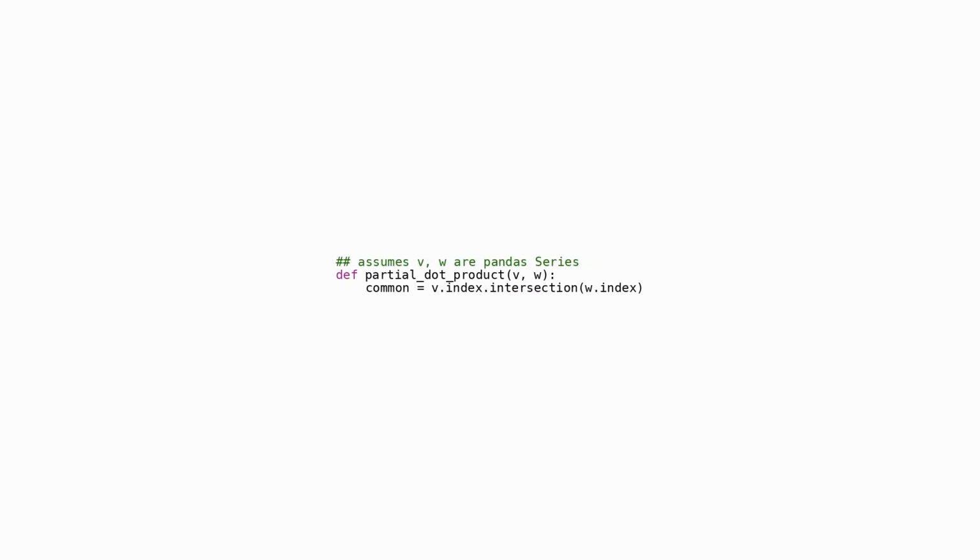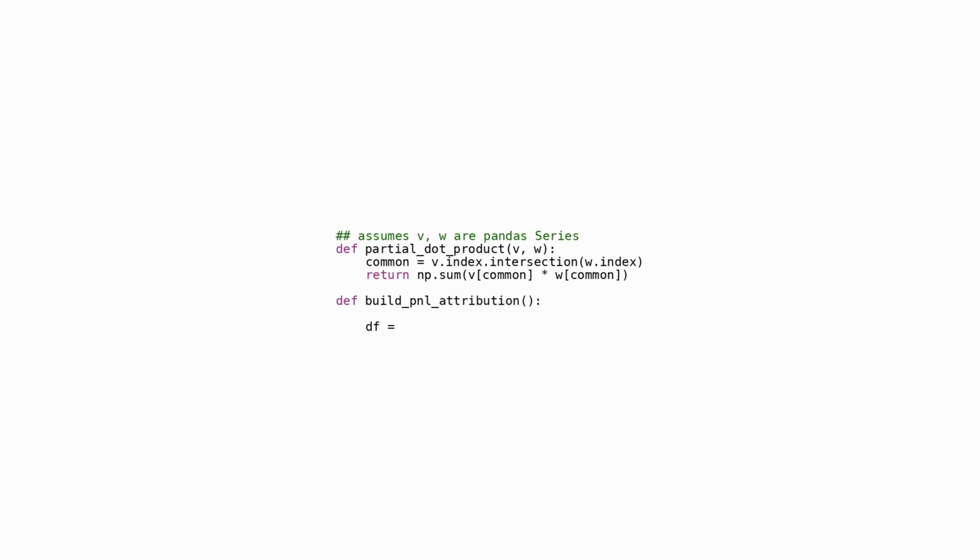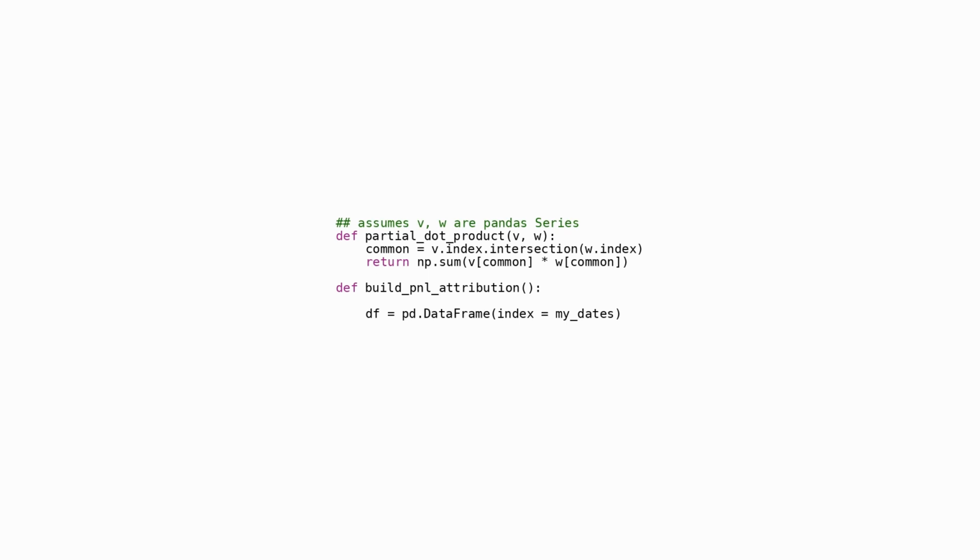The partial_dot_product function calculates the dot product of two pandas series only for items that have matching indices. It first finds the common indices of both series, then multiplies the corresponding elements and sums up the result to get a scalar value. The build_PnL_attribution function creates a new pandas data frame, meant to store the results of P&L calculations on a set of dates contained in my_dates.